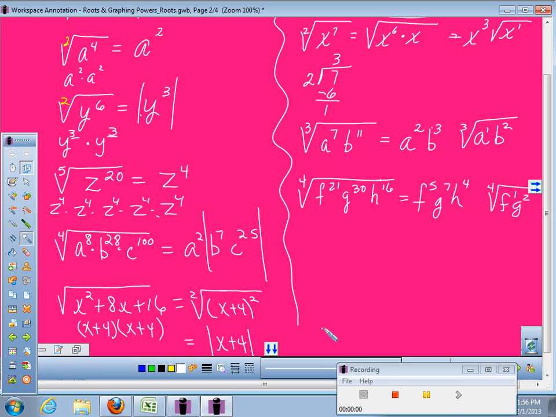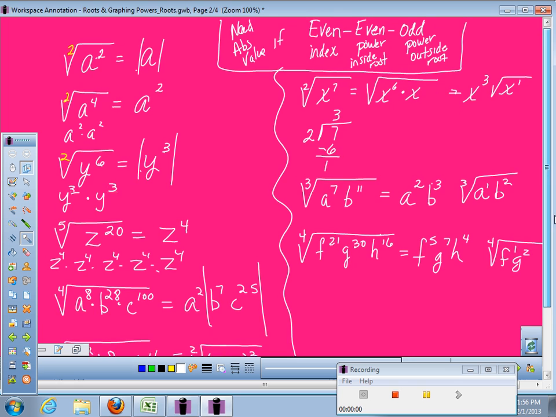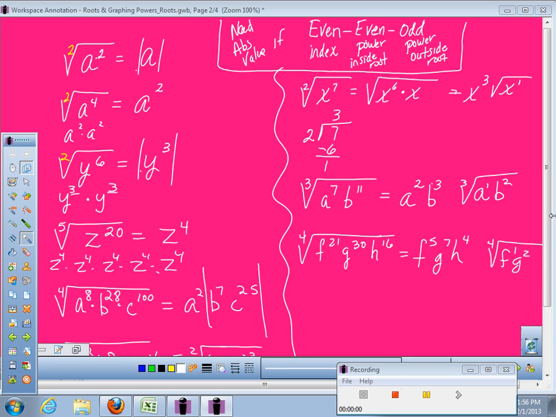Okay, now, check the even, odd rule. You need to see if you need absolute values. Did you start with an even index? Yes. We started with an even index, so it has to have an even power inside. Which variables had evens on the inside? G and H. Did either of those turn out odd when we took it out of the group? Just G turned out odd, so only G would get absolute value.